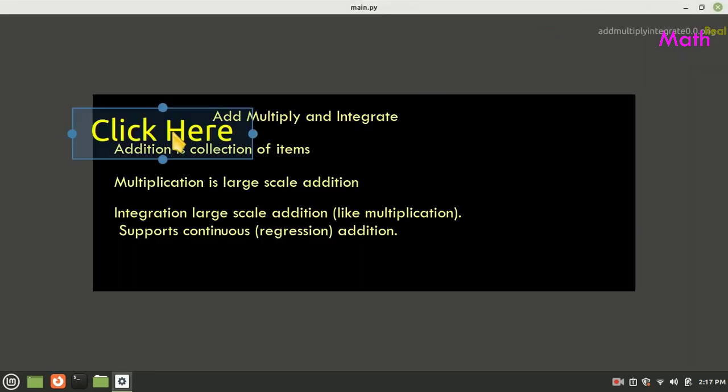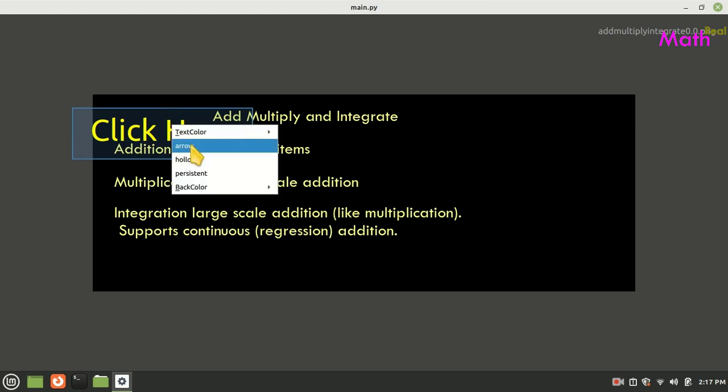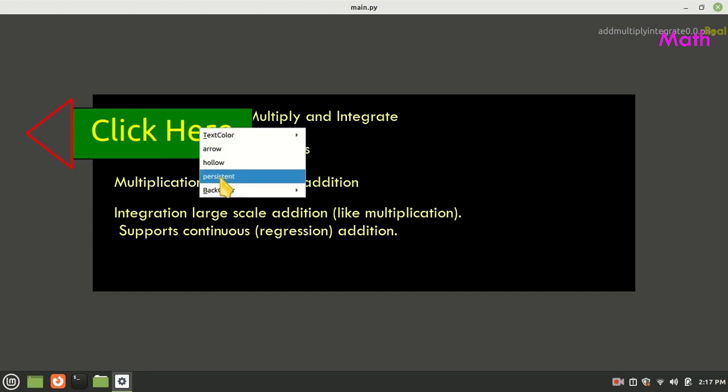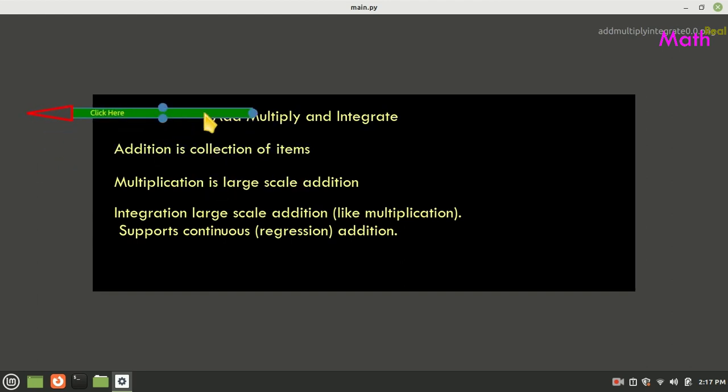So what is addition, what is multiplication, and what is integration? Addition is nothing but a collection of items, the way we described. Multiplication is large scale addition, and integration is also large scale addition. So multiplication and integration are the same. Integration also supports continuous addition.